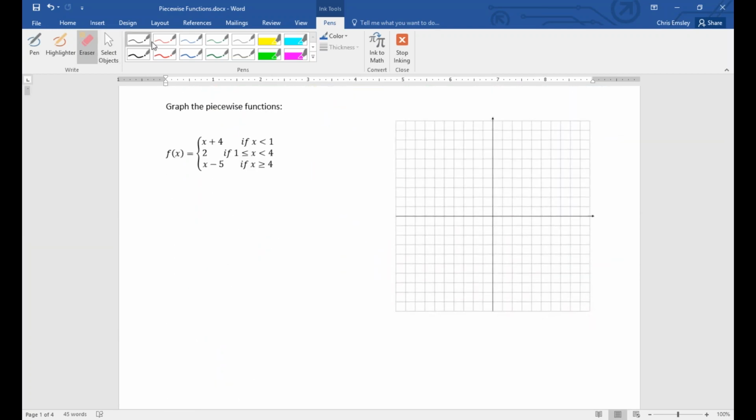Okay, let's look at another one. This is a piecewise graph that has 3 different sections. First, let's look at our restrictions on x here. We're going to use this first line if x is less than 1, and we'll just draw that in here real quick.